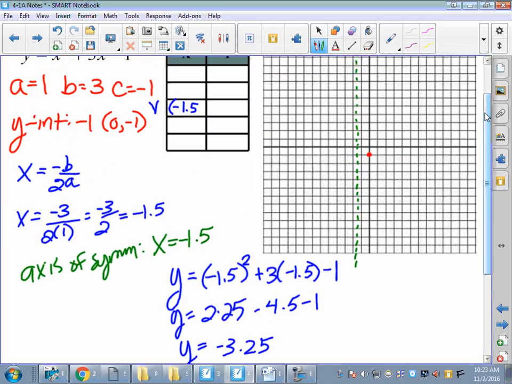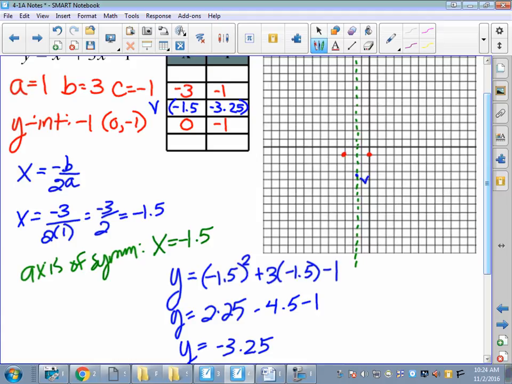I'm going to come up here and put -3.25 in for my vertex, and I can put my vertex on my axis of symmetry. I'm going to go down 3 in just a little bit. It's just a sketch. So that's my vertex. I'm going to use (0, -1) as the point right next to that. If (0, -1) is to the right of -1.5, it's 1.5 units to the right. 1.5 units to the left would match at (-3, -1). So I can put that point on the graph.